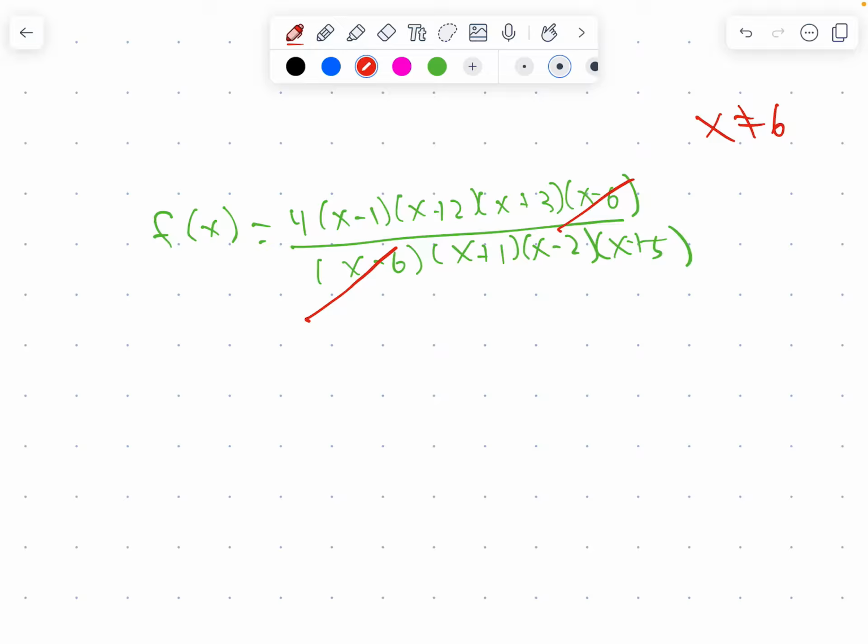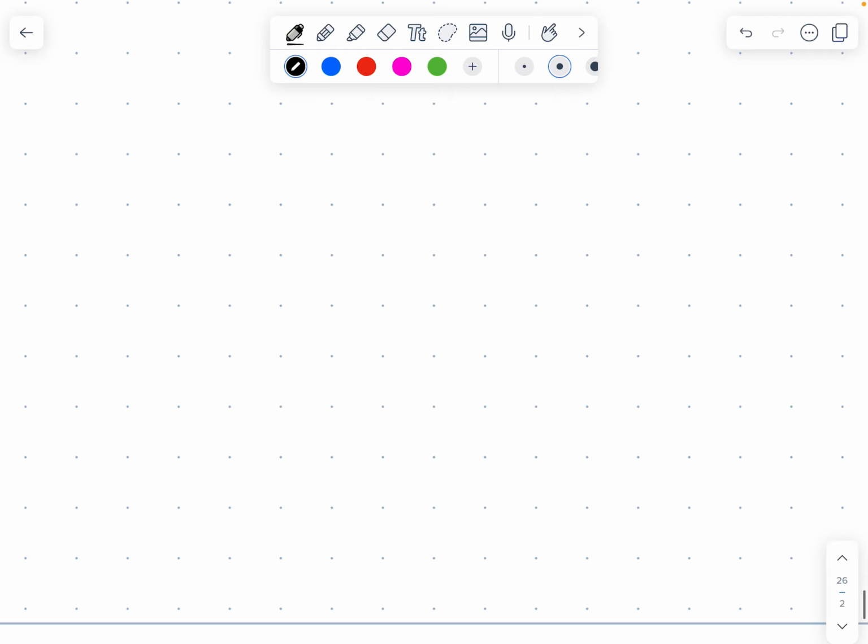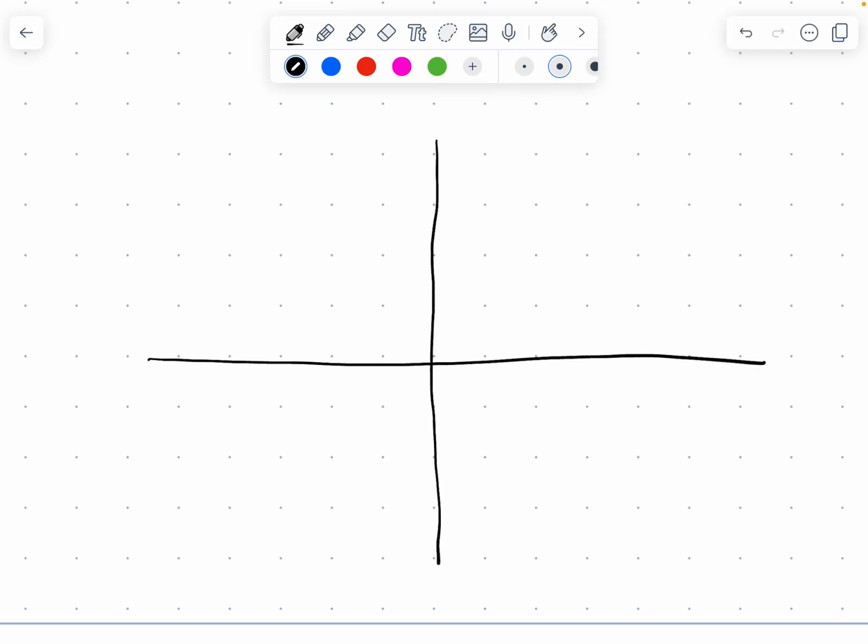Let's go ahead and list the x-intercepts. The x-intercepts are going to be 1, -2, and -3. And the vertical asymptotes are going to be -1, 2, and -5. So go ahead and stop right now and plot those on your graph down below. All right, I'm going to catch up to you, and let's plot those points.